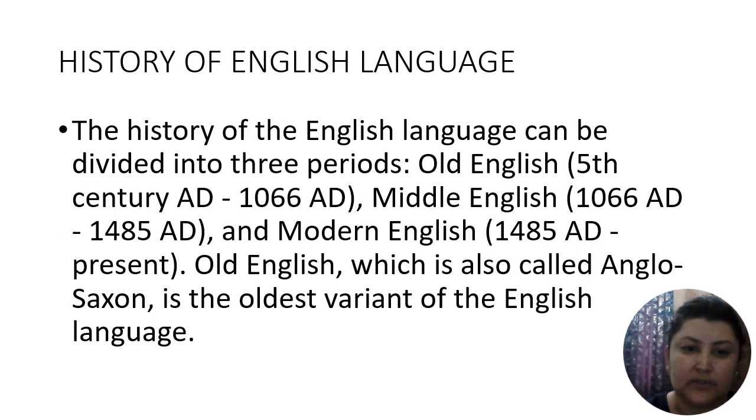History of Old English. The history of the English language can be divided into three periods: Old English, 5th century AD to 1066 AD; Middle English, 1066 AD to 1485 AD; and Modern English, 1485 AD to the present. Old English, which is also called Anglo-Saxon, is the oldest variant of the English language.